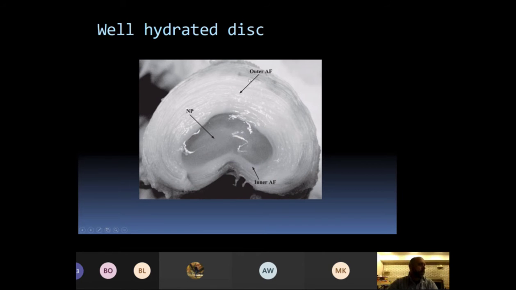You can almost peel them apart, which is important to know. These layers can separate, and so we'll talk about that as it relates to disc herniations in just a little bit. Look how water containing that thing is.